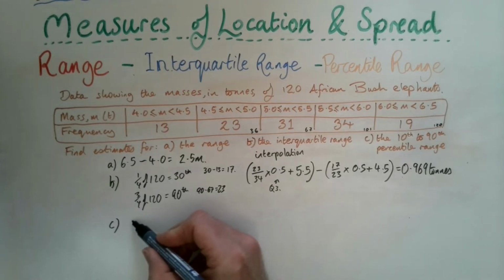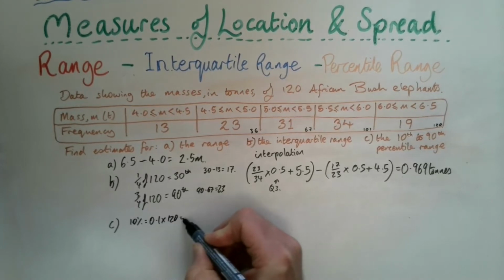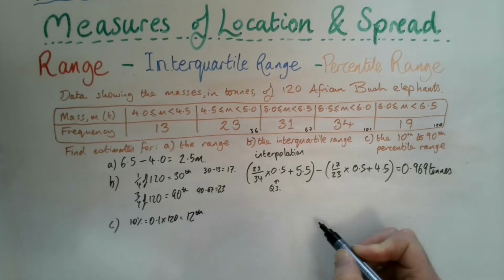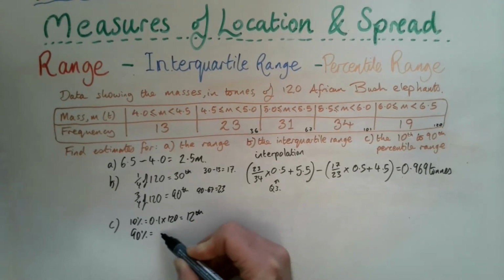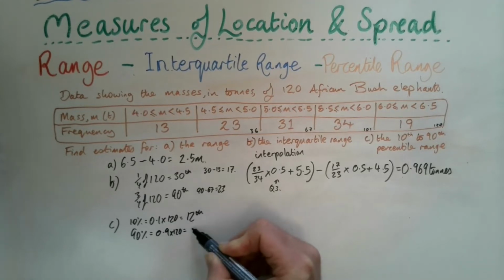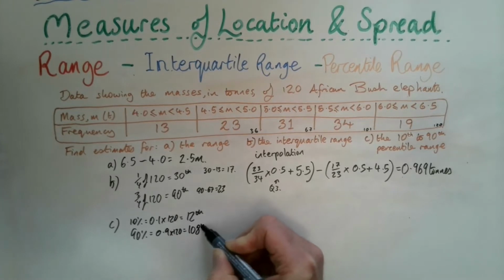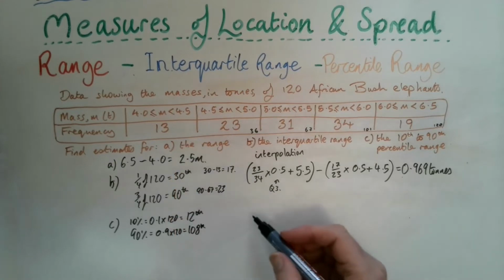10% will be 0.1 times 120. That's your 12th elephant. Your 90% is going to be 0.9 times 120. That'll be your 108th elephant. So the 12th is almost at the end of that.